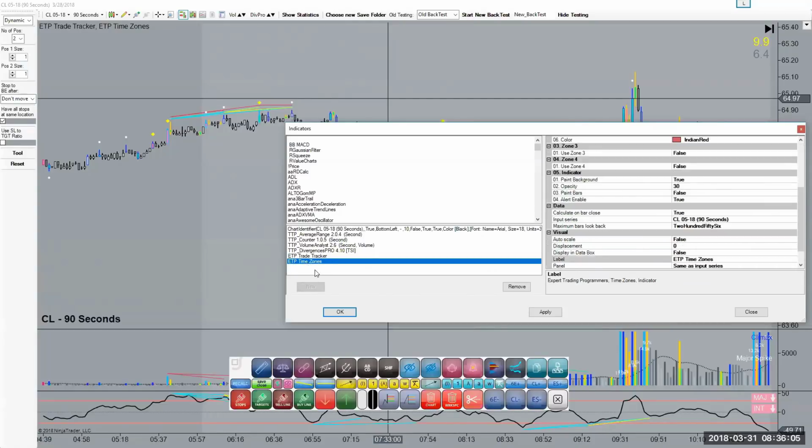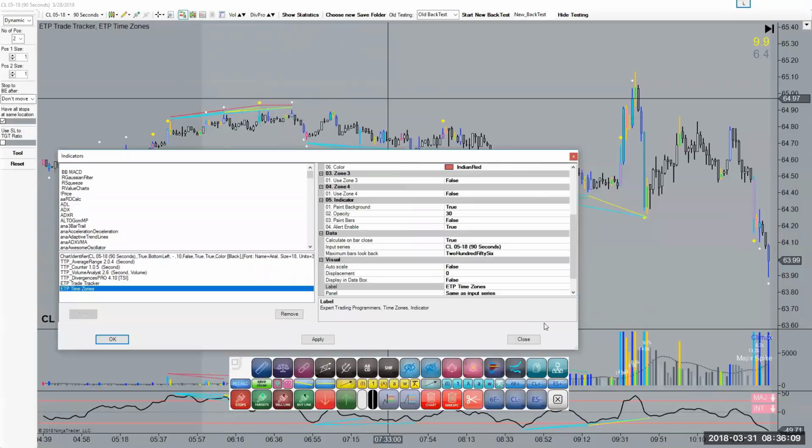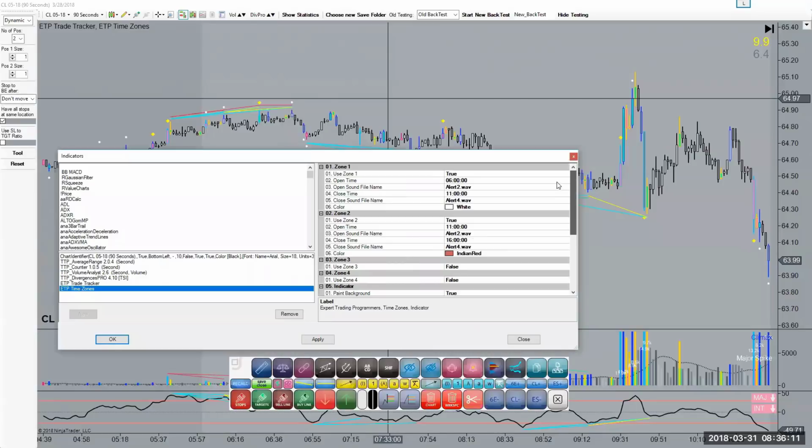And this is the little time zones indicator that Adrian is throwing in with this for you guys. It does actually make it a lot easier to see the start and end times of the different sessions, rather than always having to check the bottom axis there, the time axis. So the way that I've set it up, basically between 6 and 11, I seem to do my best.